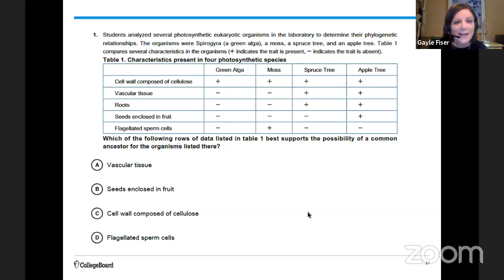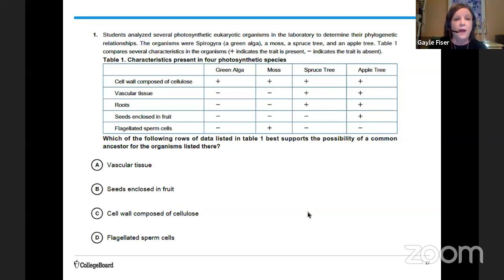All right, so we're looking at a table, and it has cell wall composed of cellulose, vascular tissue, roots, seeds enclosed in fruit, and flagellated sperm cells. Now across the top, we have green alga, moss, spruce tree, and apple tree. So this is using symbols that we haven't used before. We've been using percent differences or number differences, and now we have pluses or minuses.